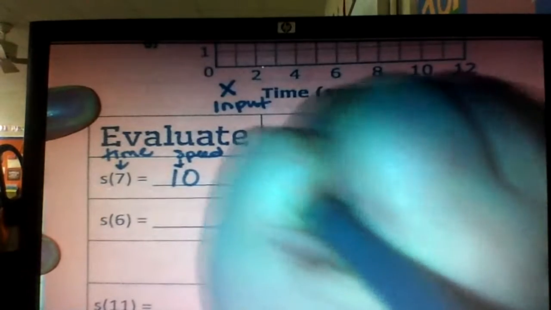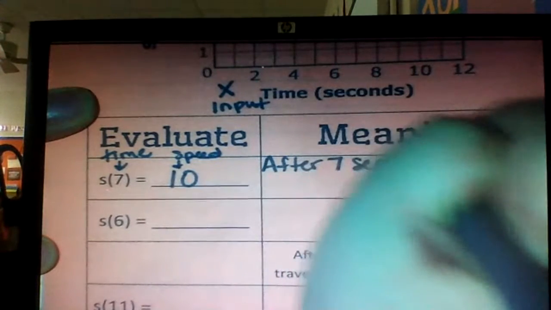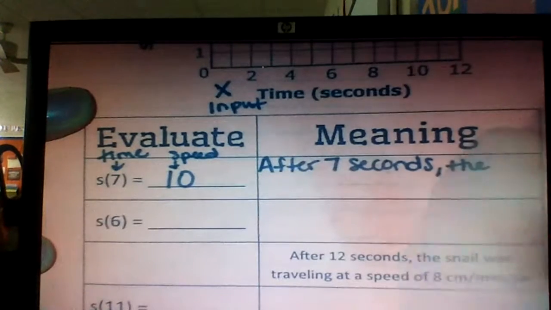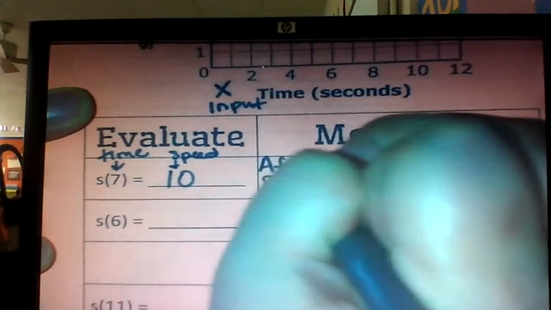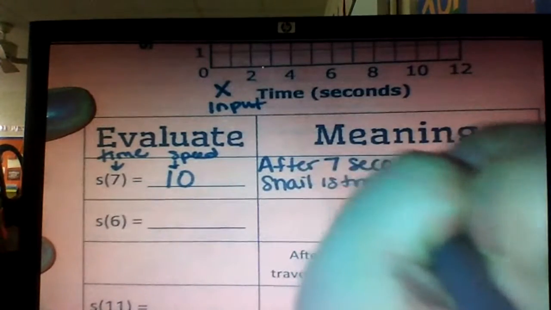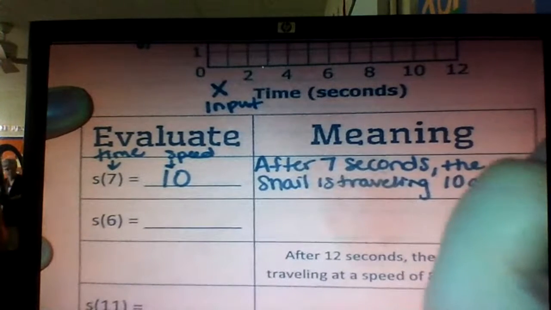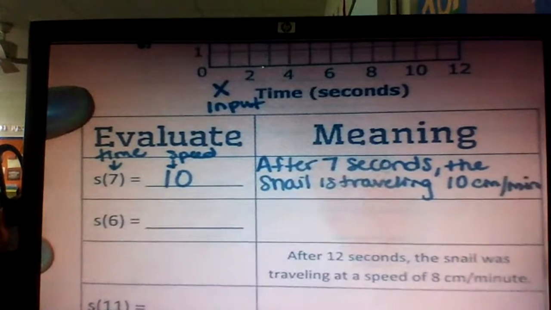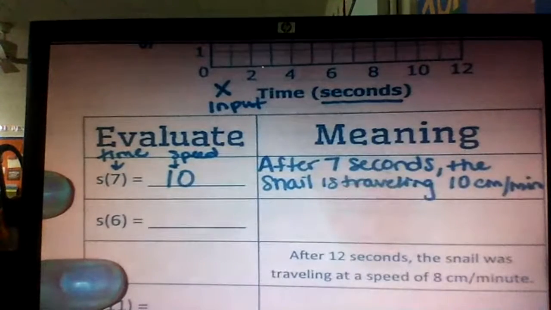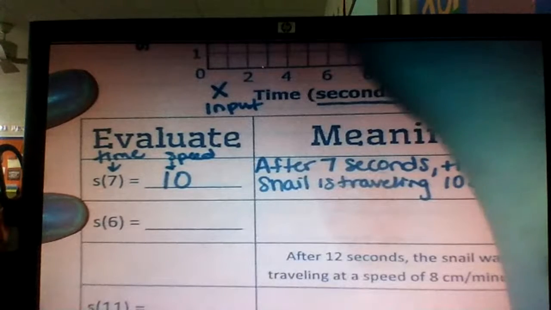This means after 7 seconds, the snail, because we're talking about the speed of a snail, is traveling 10 centimeters per minute. Okay. Make sure that you're using time in seconds. And if you look at your output, it's in centimeters per minute.